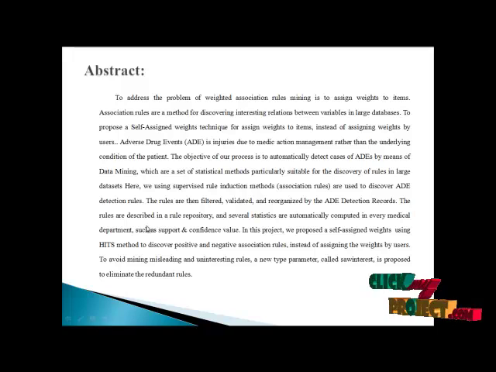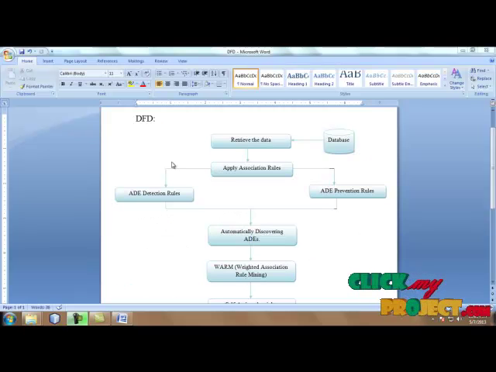The rules are described in a rule repository, and several statistics are automatically computed in every medical department, such as support and confidence value. In this project, we proposed self-assigned weights using the HITS method to discover positive and negative association rules instead of assigning the weights by users. To avoid mining misleading and uninteresting rules, a new parameter called saw interest is proposed to eliminate the redundant rules.